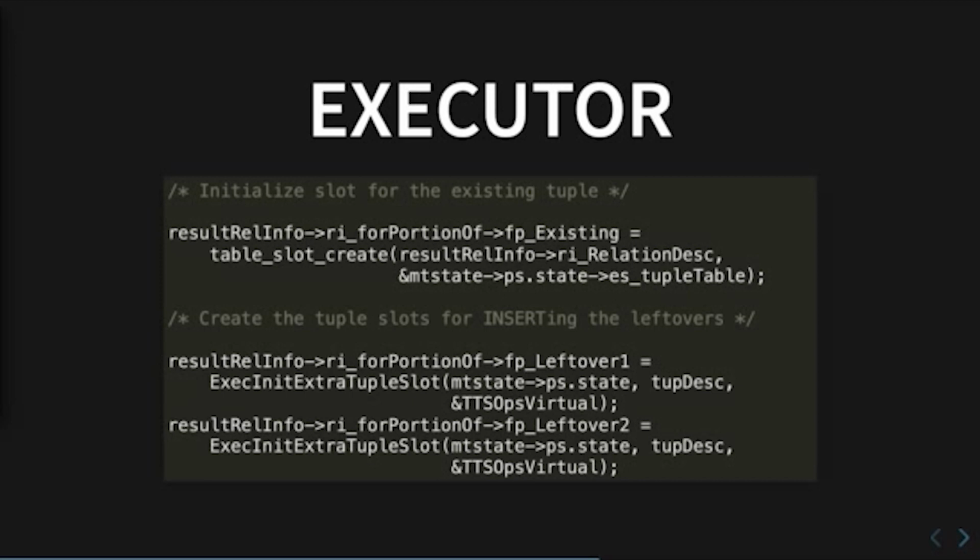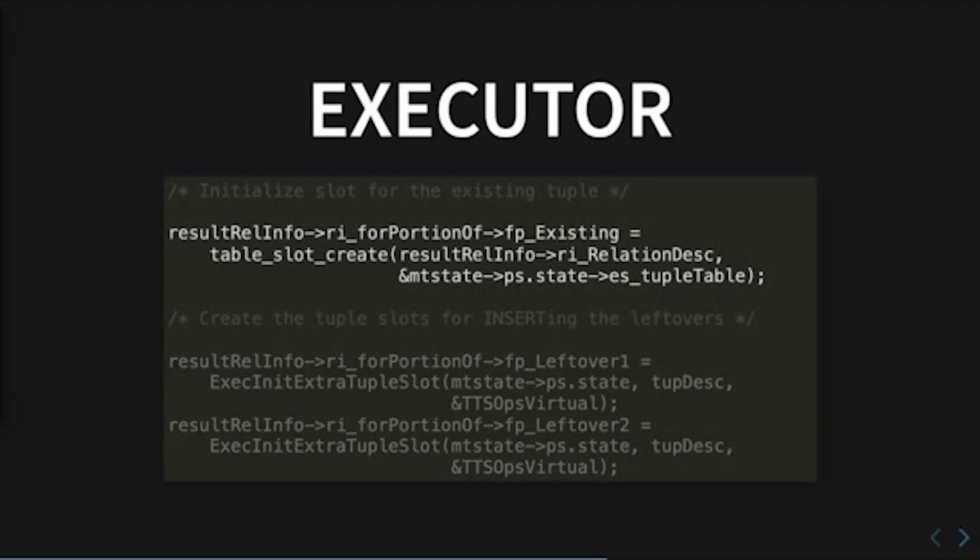So we create 3 tuple table slots here. I'm going to say a lot more about tuple table slots in a minute. But here, just look at what we're doing. We create the first one with table slot create. And then we create the other ones with exec init extra tuple slot. So there's a difference in how we're setting these up.